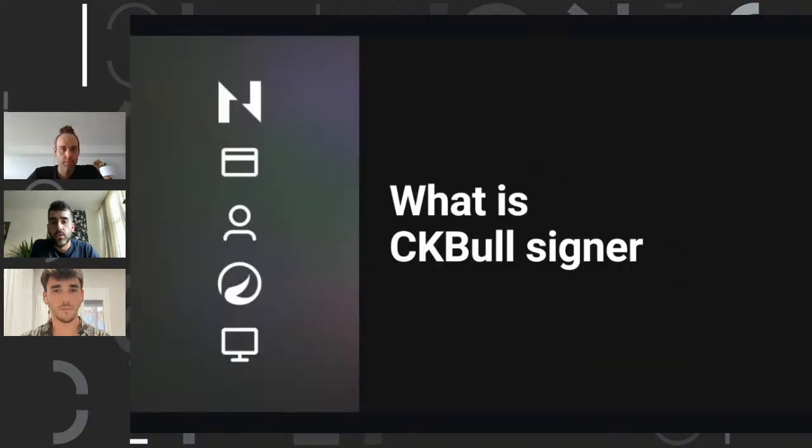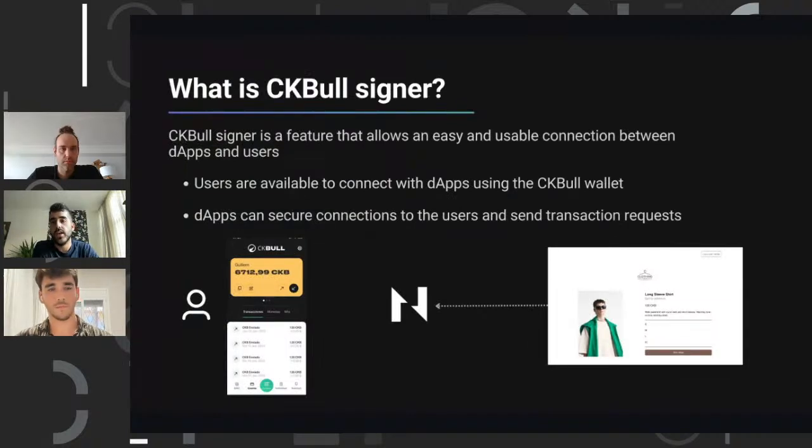So first of all, what is the CKBull Signer API? CKBull Signer is basically a feature on our CKBull wallet that allows an easy and usable connection between apps and users. As MetaMask does, you can connect to a D app on a web browser, and as a D app, you can send transaction requests. The user can sign those transactions or reject them. Also, the D app can sign in with the users and so on.